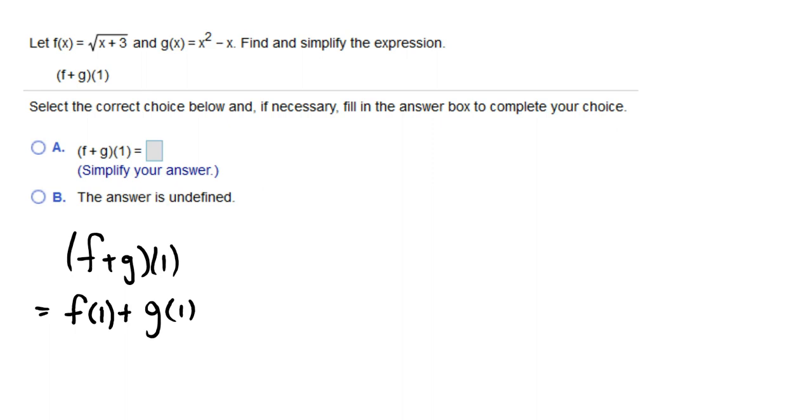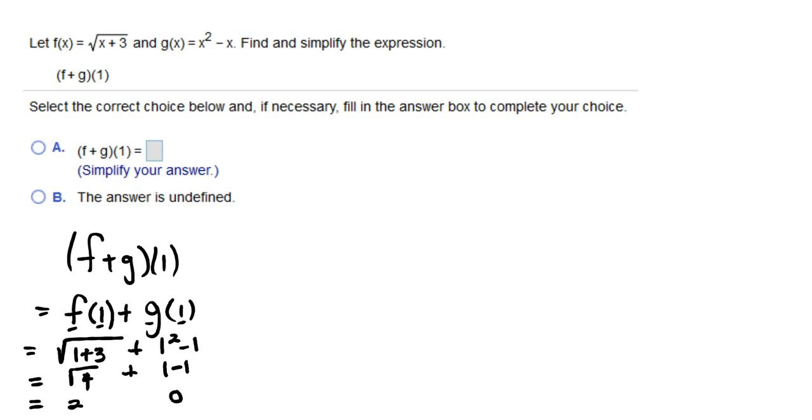So let's try that first. Substituting a 1 in for f would give me square root of (1 plus 3), which is square root of 4, and that's 2. Substituting a 1 into g would give me 1 squared minus 1, which is 1 minus 1, and that's 0.